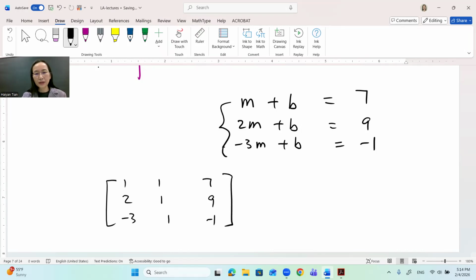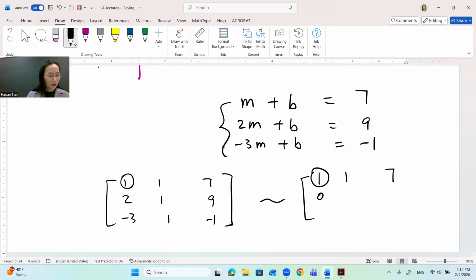Then we reduce. First we keep this as the pivot. We keep the first row, and then do the replacement of the second row. We use a multiple of the first row to reduce this number 2 here in the second row. We want to make it 0. So immediately we know the first row times -2 will be the multiple of the first row that will be added to the second row.